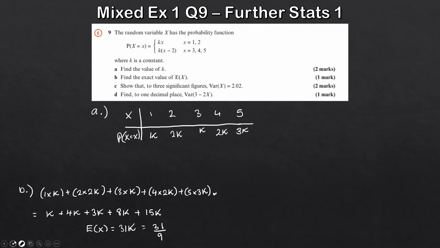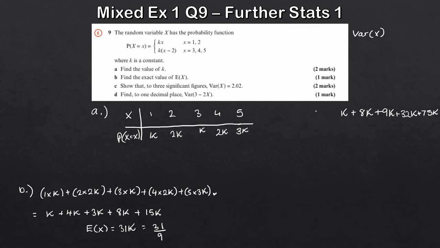So for the variance of x, I need to square my values first and then multiply. So for example, 1 squared, so that'll be 1 times k, so that'll be k. 2 squared, that's 4 times 2k, so that's 8k. 3 squared times k, so that's 9 times k, so 9k. 4 squared is 16, times that by 2, I get 32k. And then we're on to the last one. 5 squared is 25, times by 3, I get 75k.